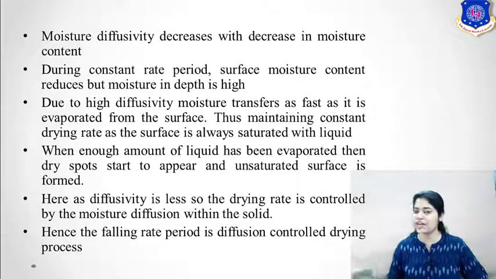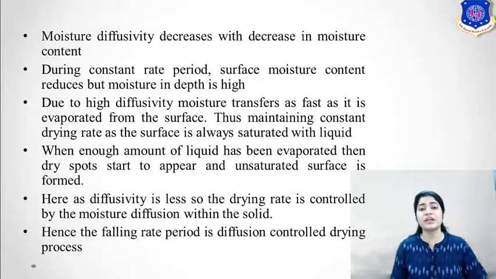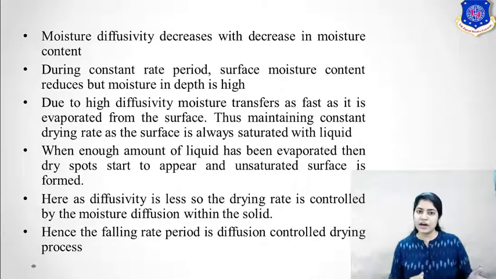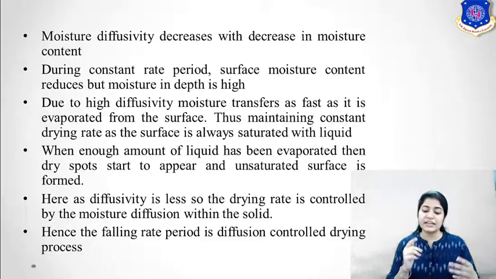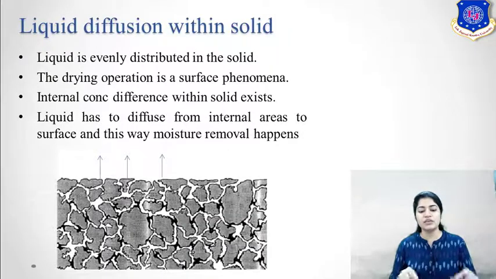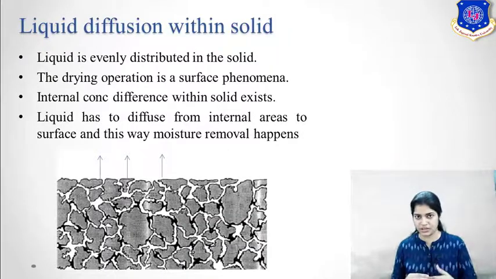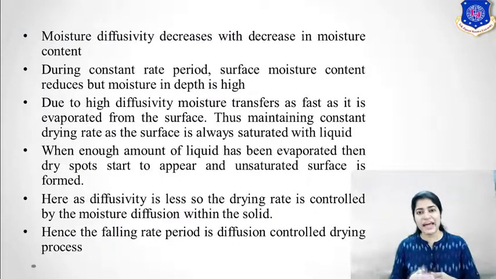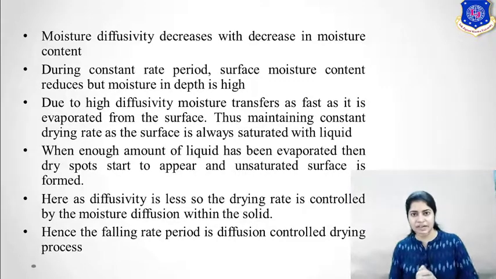Now as the drying process further accelerates, what happens? Most of your moisture has been removed. Now dry spots appear. It means the surface is now unsaturated, uneven in moisture. So now your diffusivity is less because the moisture content has decreased. Now your drying rate is controlled by the moisture diffusion within the solid. Here in the figure you can see that through the pores the moisture diffusion is occurring. So now your drying rate is controlled by this moisture diffusion.